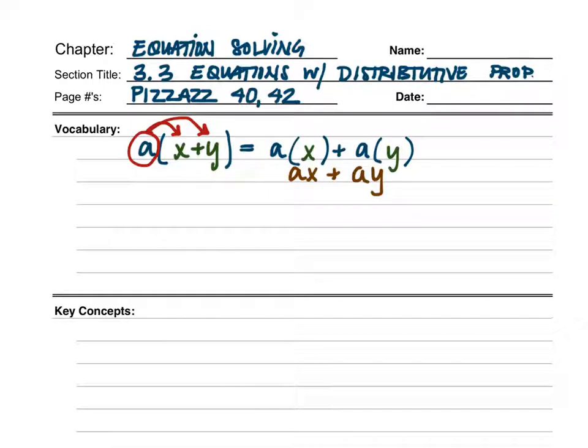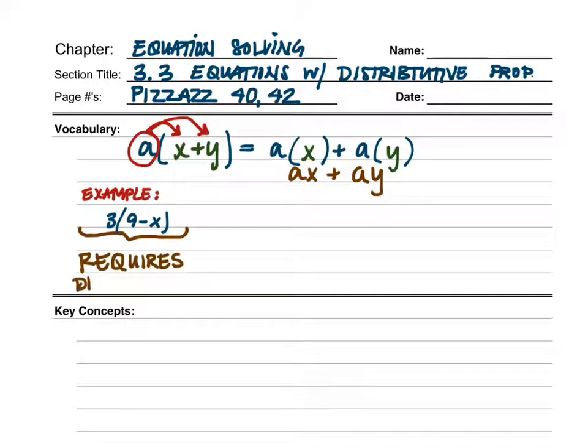Let's take a look at an example using some numbers, maybe make it a little more tangible for us. So we're going to use the example of 3 times the quantity of 9 minus x. So 3 times the quantity of 9 minus x. Here, this is a situation in which it's going to require the distributive property. And here I'm going to multiply the 3 to both the 9 and the 3 to the x.